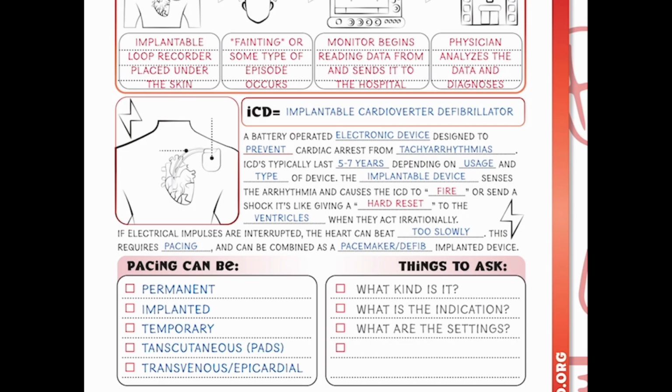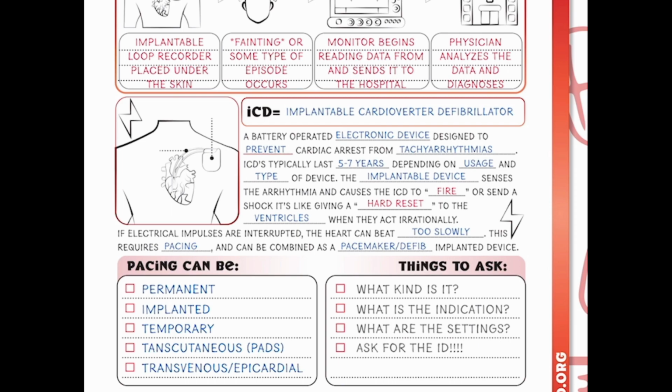What are the settings? I have yet to see anybody that knows their settings, but this is typically on their card. But this is a great thing that you're able to chart and document for the cardiologist if need be. And then you want to ask for the ID. And again, a lot of people won't have it on them. However, it's really great if you do.